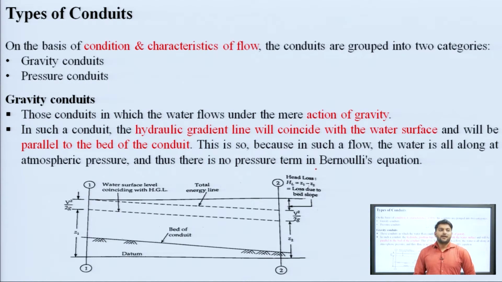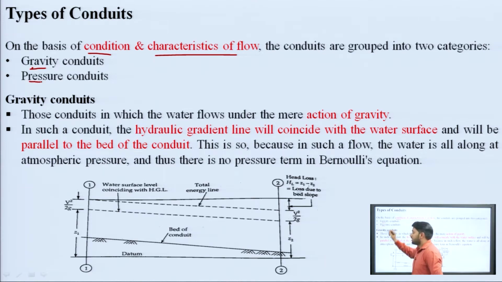Next is, what are the various types of conduits. Basically, on the basis of conditions and characteristics of flow, the conduits are grouped into two categories. The first one is a gravity conduit and the next one is a pressure conduit. As mentioned, the classification is based on conditions and characteristics of flow. So, what happens in gravity conduits? In gravity conduits, the water flows under the action of gravity. We do not need any extra utility to add pressure for the transmission of water.